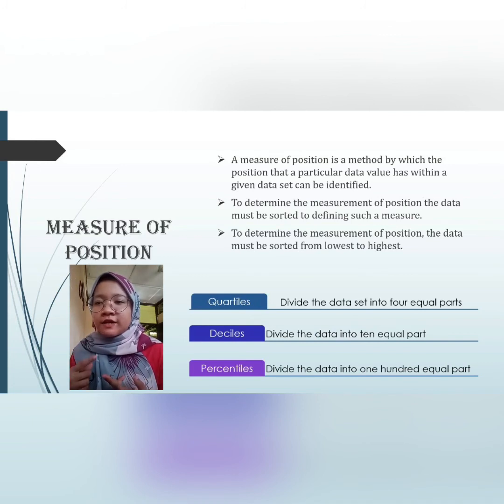Quartiles divide the data set into four equal parts, while deciles divide the data into 10 equal parts, and the last one is percentiles. Percentiles divide the data into 100 equal parts.